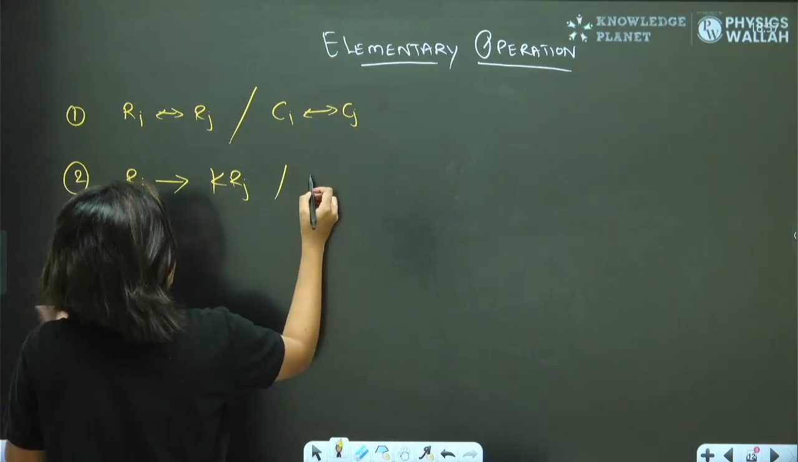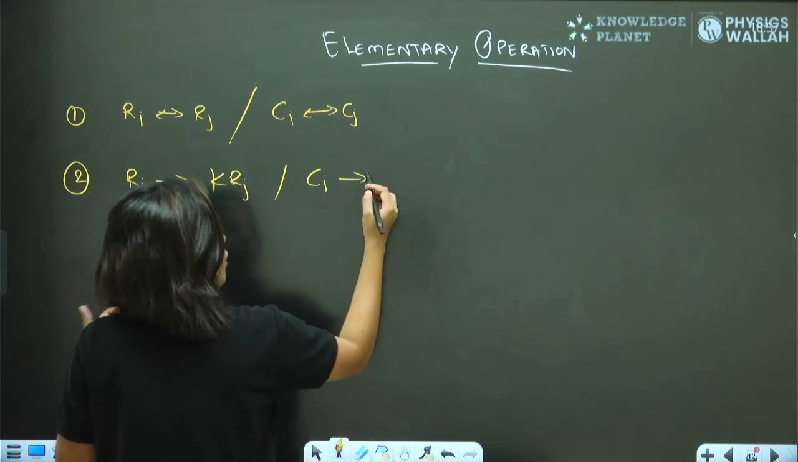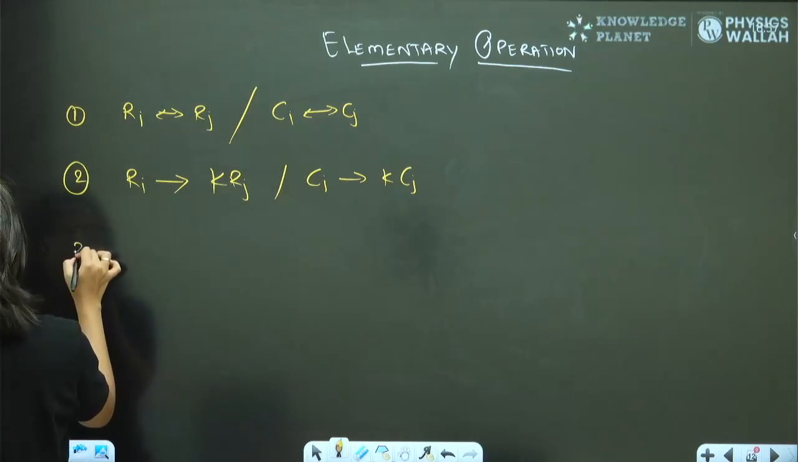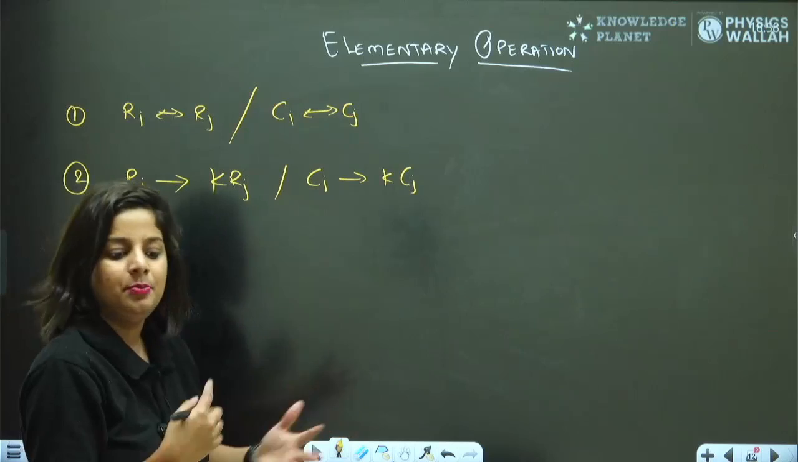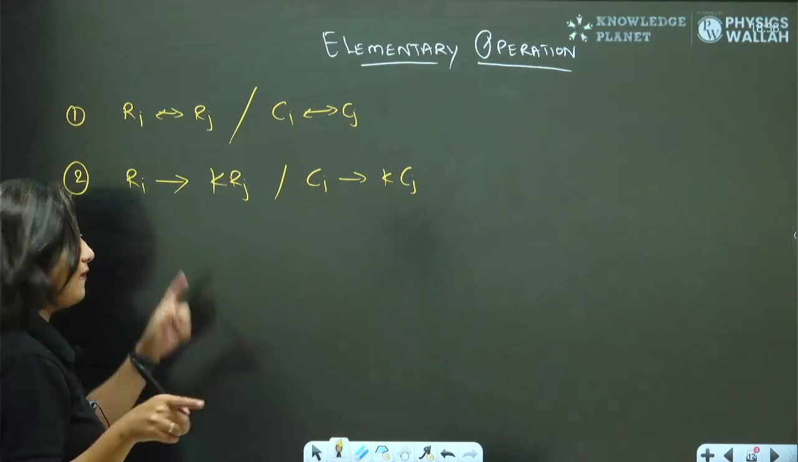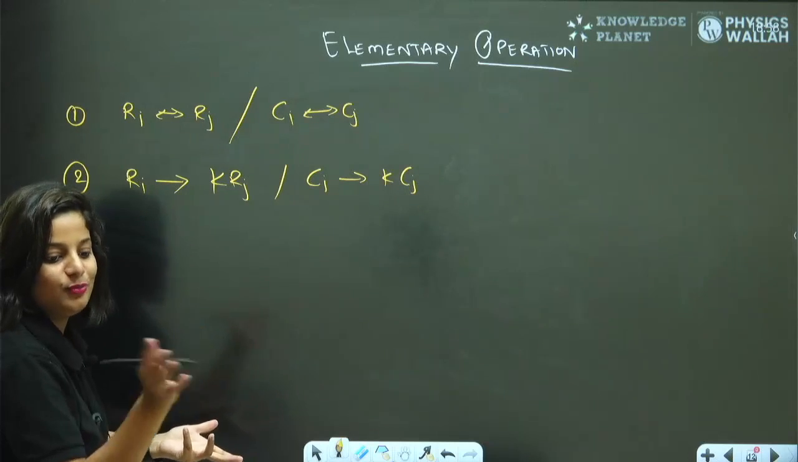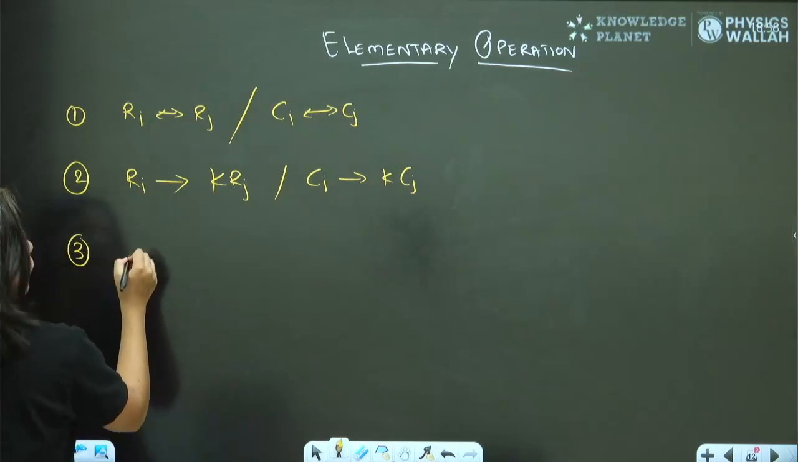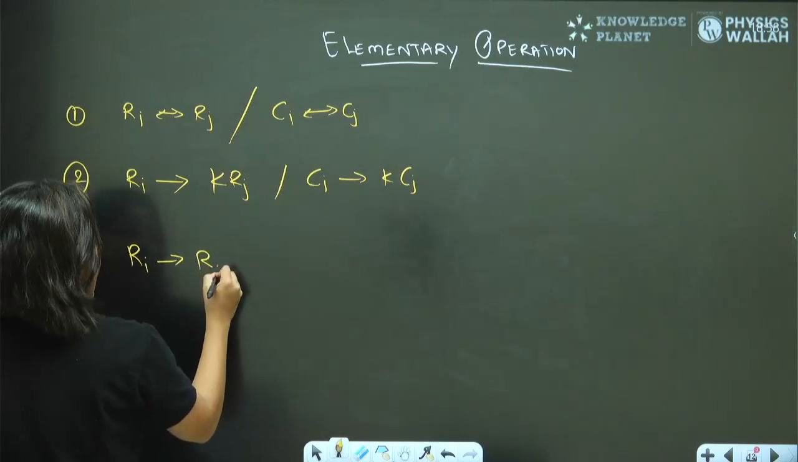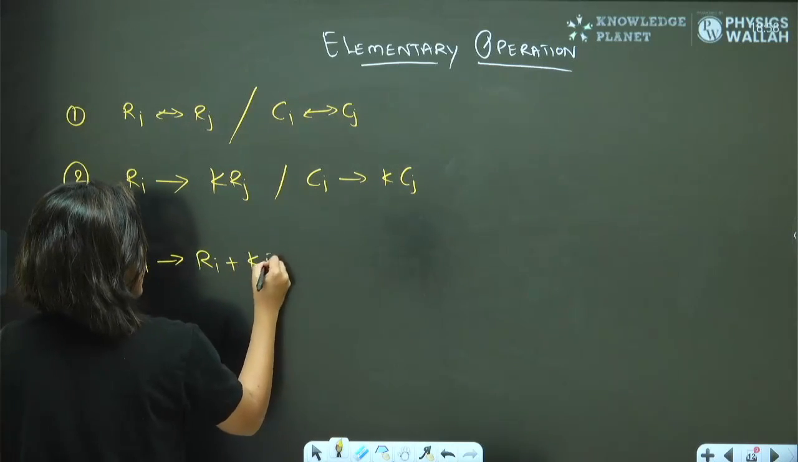That means you can multiply any given row or column with any constant. K can be any constant. Don't make it 1 by 0 now. Ma'am, K is 1 by 0. So everything becomes not defined. No, don't do that. And the third one, Ri changes to Ri plus K times Rj.